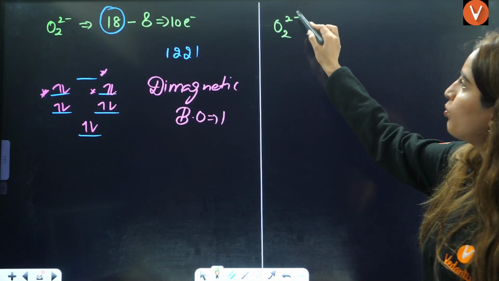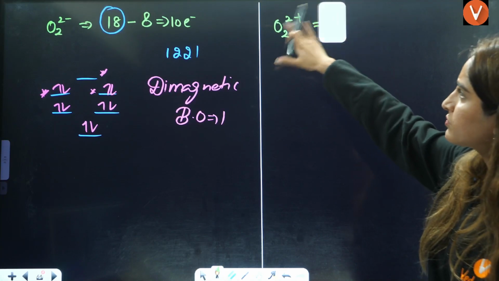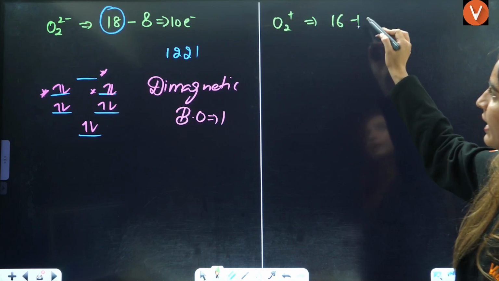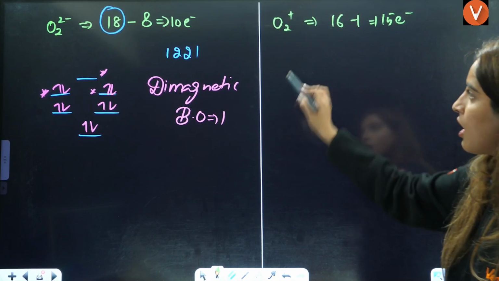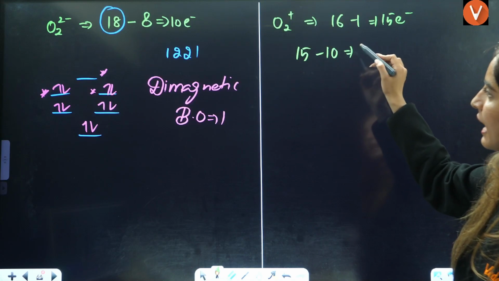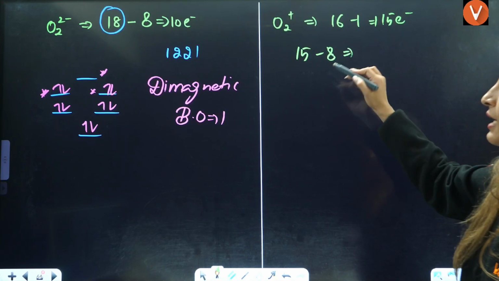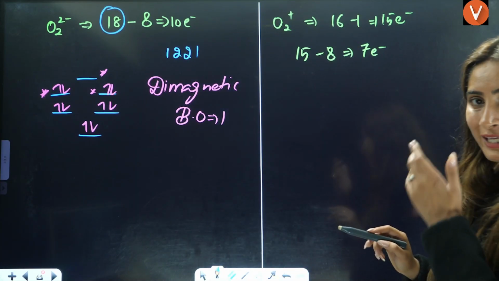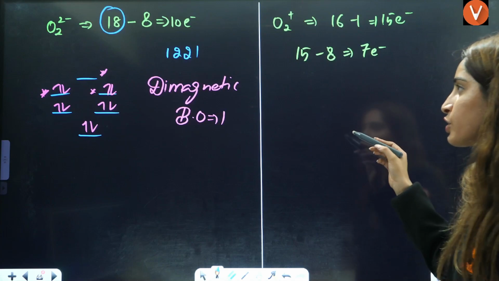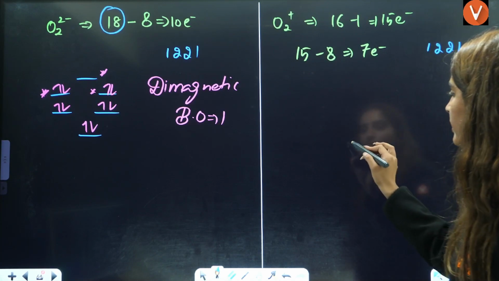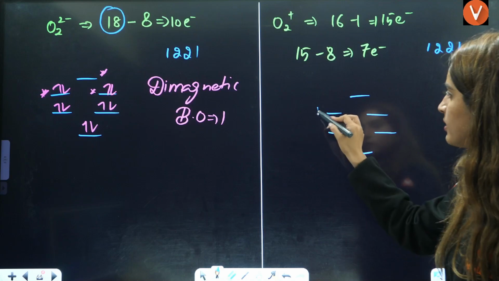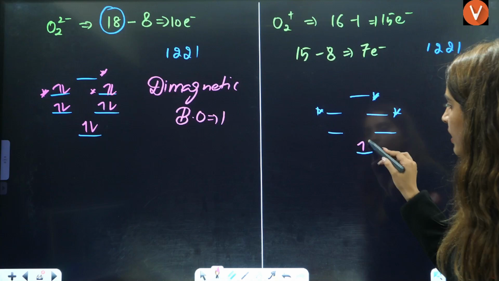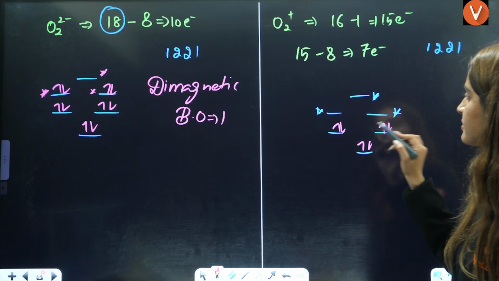Ma'am, O2 2 positive. Can you tell me that? Or let's say O2 positive. 16 minus 1, that is 15 electrons are present. Out of 15, I'll subtract Kk, that is 8 electrons. I'll subtract. That will be 7 electrons we are left with. In the original O2 molecule, you had 16 electrons, so it will follow 1, 2, 2, 1 only. This is star, and this is also star. 7 electrons you have to add, 1, 2, 3, 4, 5, 6, 7.